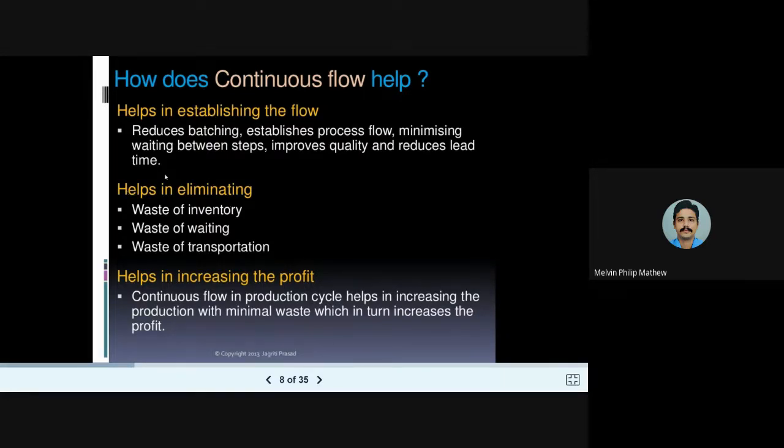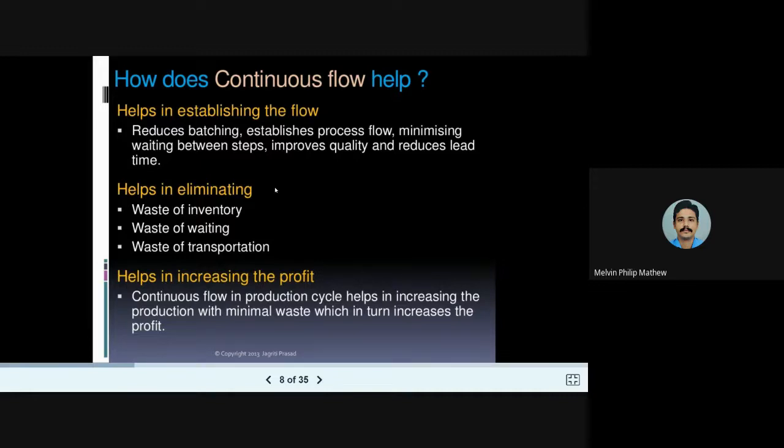It also helps in eliminating waste of inventory, so the inventory waste is eliminated. Then the waste of waiting, that is time basically, is eliminated. Then the waste of transportation. Transportation, in the case of a JIT technique, means we are only creating product after the demand occurs. Once the demand or the order occurs, we prefer the JIT technique.